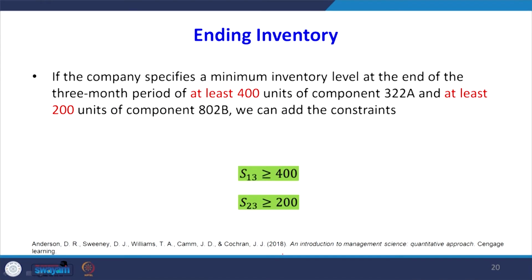Okay. Now, there may be a requirement for the company that a certain ending inventory has to be maintained. If the company specifies a minimum inventory level at the end of the 3-month period, say at least 400 units for component A, then S13 should be greater than or equal to 400, and at least 200 units of component B. So, we can add this constraint for S23, because this is the inventory available in the 3rd period.